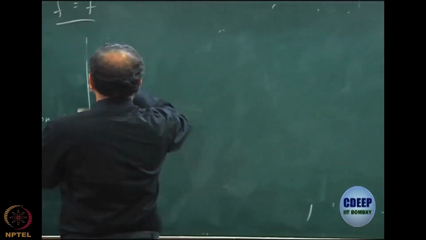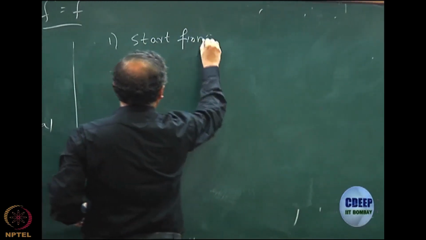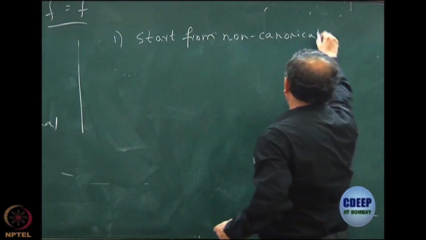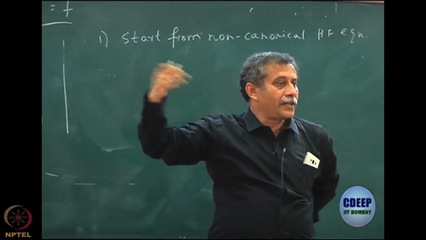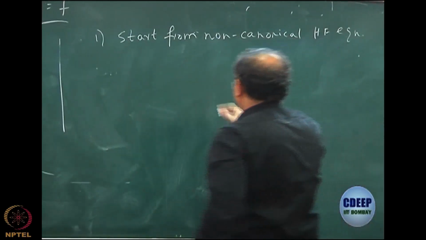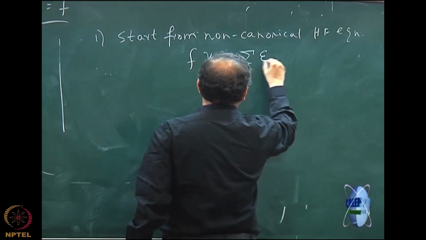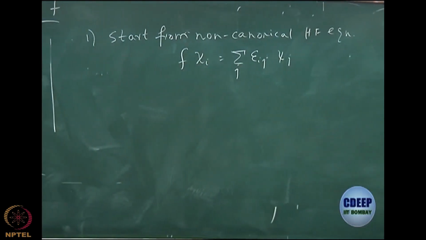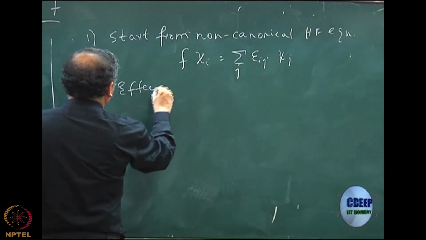So we have started from the non-canonical Hartree-Fock equation, which is a general form, the form that we derived from the variation method. So this I am not going to worry about. It's a non-canonical Hartree-Fock equation. So this is something that I have derived from the variation method. Okay, and the form of that was f of chi I is sum over j epsilon I j chi j. I am not writing f of 1 explicitly, it is an operator equation, so it does not matter. So I have started from this non-canonical equation. Then I discussed the effect of unitary transformation on this equation.